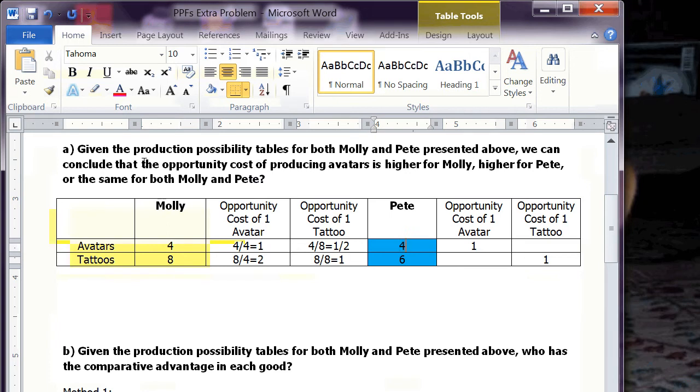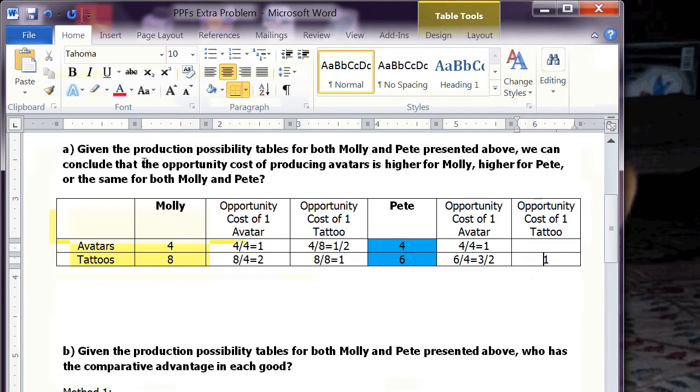Now if we go over to Pete, we're going to do a similar calculation. So he can also produce 4 avatars. So again, we want to look at just 1 avatar. So we're going to say 4 divided by 4 equals 1. And this time we have to divide 6 by 4 because he can only produce 6 tattoos. So when we divide both sides by 4, we end up with 1, and then we end up with 3 halves. So if Pete were to produce only 1 avatar, he's giving up being able to produce 3 halves of a tattoo.